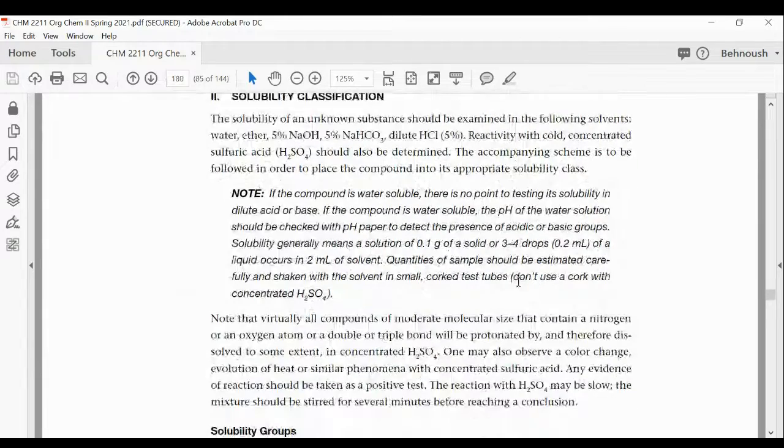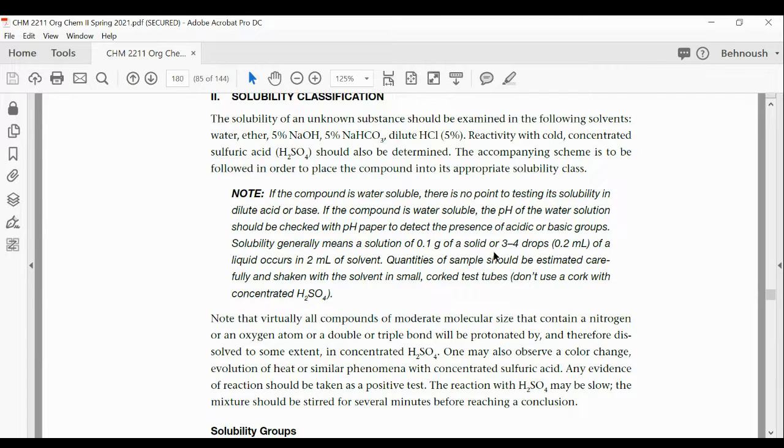Examples of acidic compounds are carboxylic acids or phenols. If you have a carboxylic acid or phenol, it would dissolve in sodium hydroxide. Basically, it reacts with sodium hydroxide. It's an acid-base reaction because sodium hydroxide is a strong base. So the acid is going to dissolve. If you have a phenol or a carboxylic acid, it can dissolve.